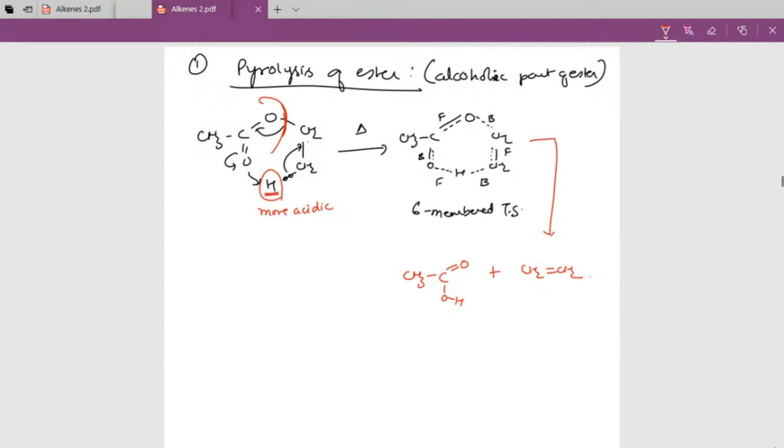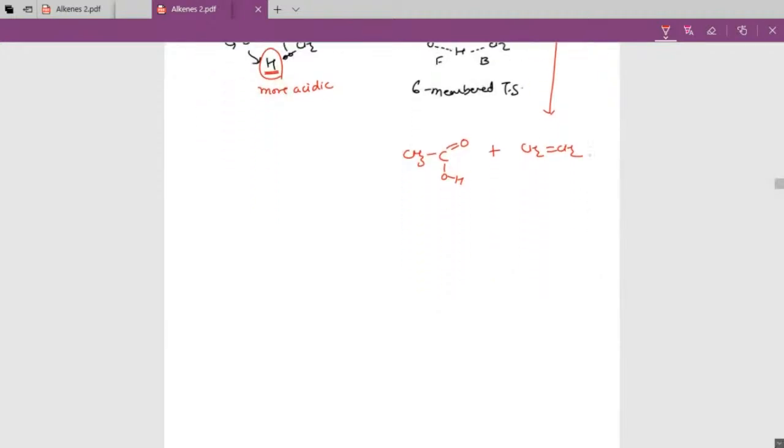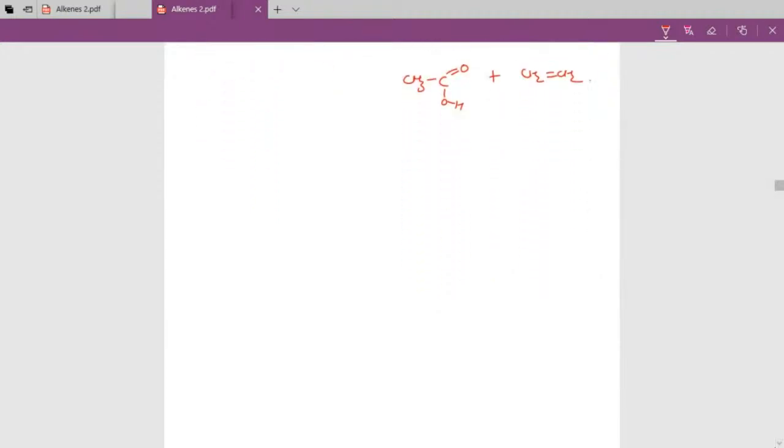So what are the important points? You have to remove a syn periplanar H. You have to form Hoffman alkenes compulsorily. And the alkene is from the alcoholic part of the ester, never the acid part of the ester. That is also an important point. They do have a kinetic isotope effect, because if this H is exchanged to deuterium, the rate of reaction will certainly go down. Second is Cope's elimination.